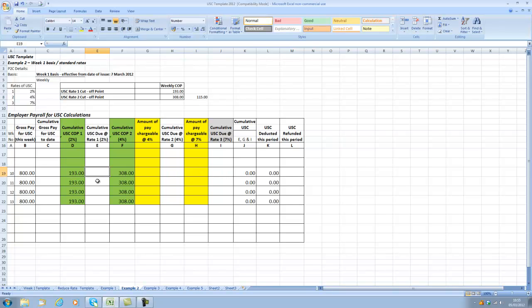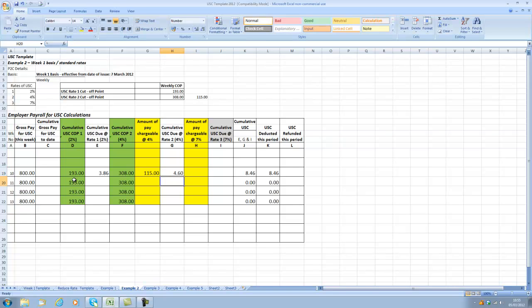So my first cut-off point is €193. So I'm going to have €193 liable to 2%, which comes to €3.86. It's actually the next amount up to €308. So my next €115 is going to be liable to 4%. So 4% of €115 is €4.60.